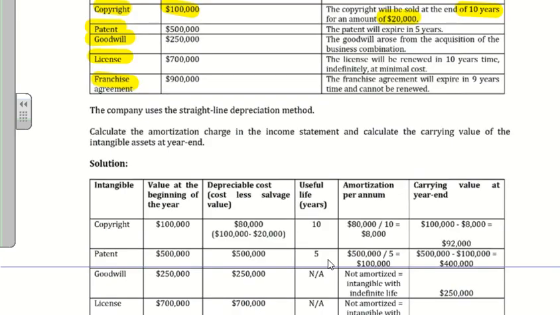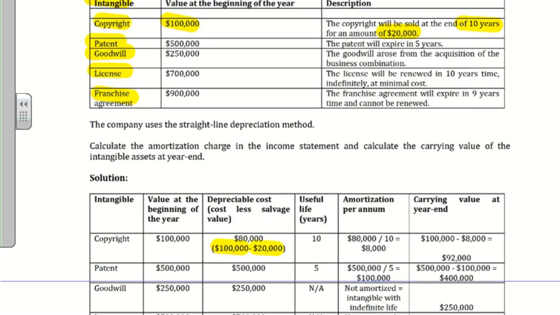So I take my $100,000, which is its initial value at the beginning of the year. I subtract 20,000, that is its residual value. In other words, I'm depreciating it based upon $80,000. What's its useful life? 10 years. So I go $80,000 divided by 10, and I depreciate it by $8,000 every year. Let's have a look at the next one.